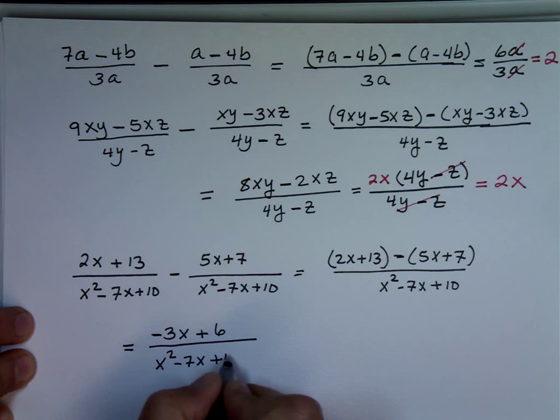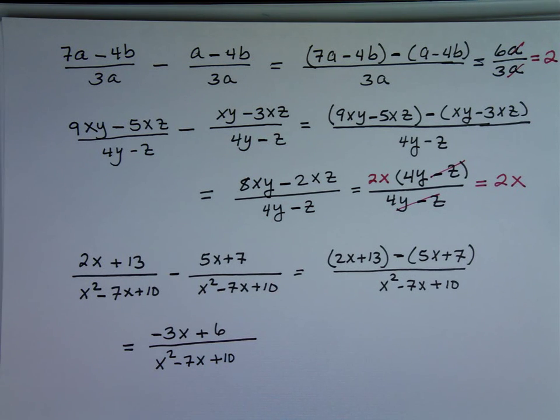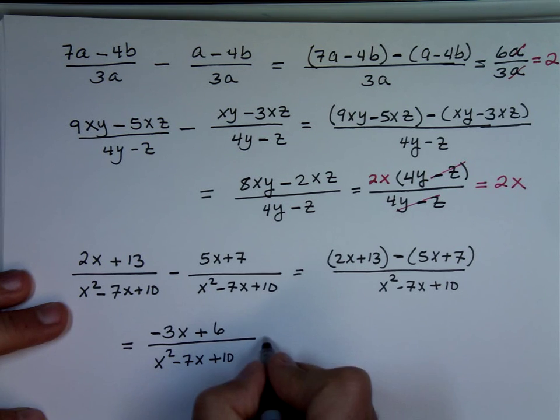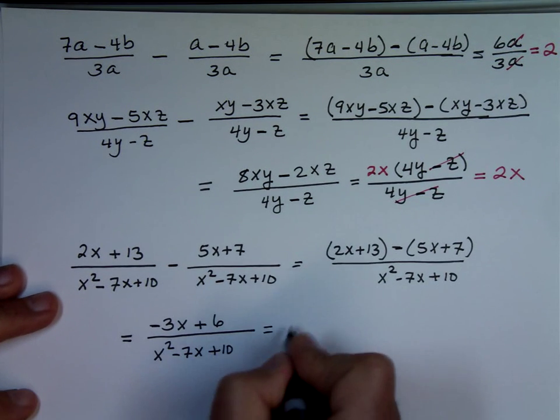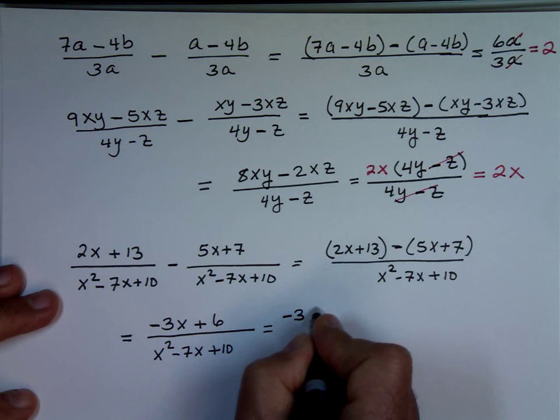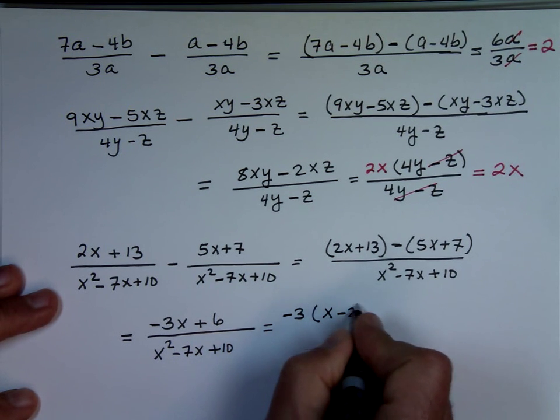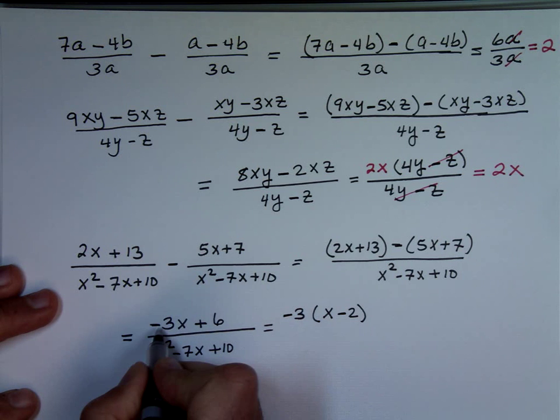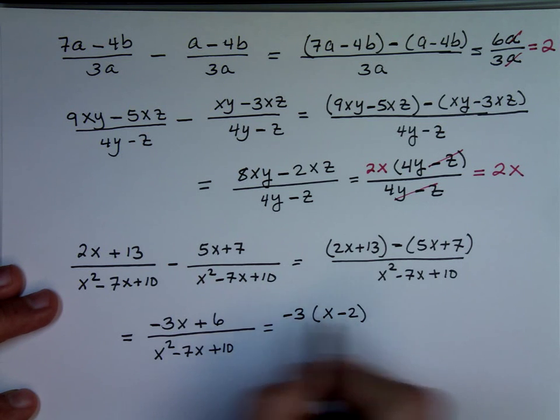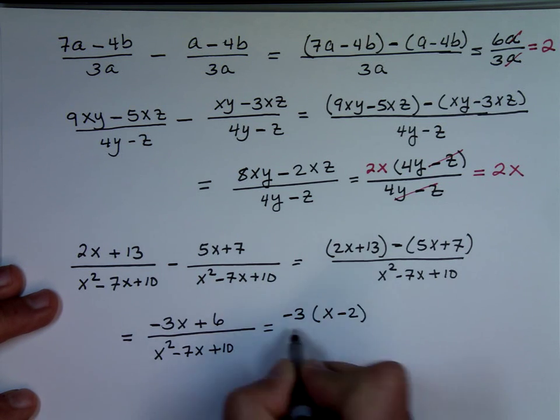Again, don't get excited. You're not done yet. Can I simplify this? Let's see. Can I factor anything? I can factor a negative 3 out of the top. If I do that, I still have an x, and this becomes a minus 2. Negative 3 times x is negative 3x. Negative 3 times a negative 2 is plus 6.